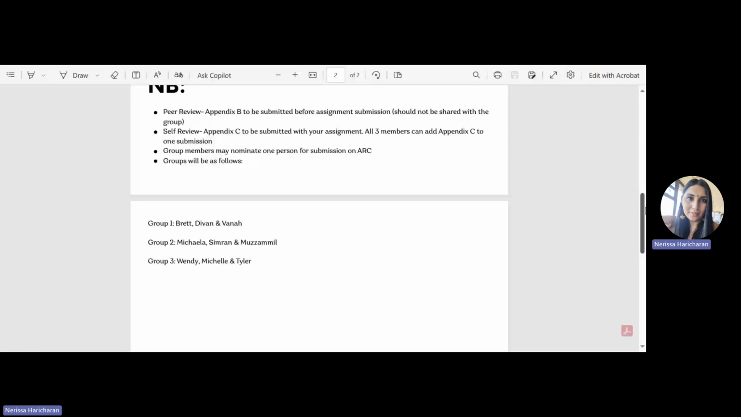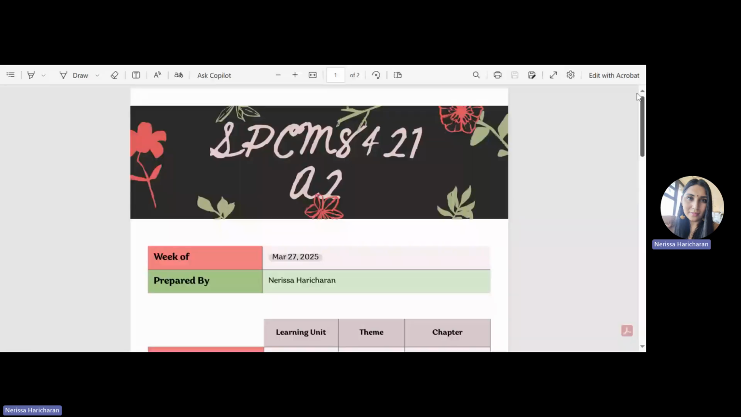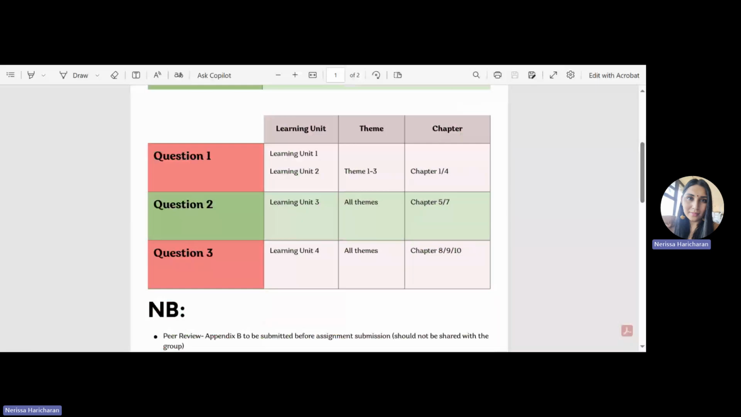assignment 2 PACER. Okay, so this is what the PACER looks like. So it's broken down into 3 questions. Each question has sub-questions in it, okay? But I've just sort of grouped it together. Question 1 has learning unit 1 and 2, all of the themes, and it's chapter 1 and 4, not chapter 1 to 4, 1 and 4. Question 2 has learning unit 3, chapters 5 and 7, and question 3 has learning unit 4, chapters 8, 9, and 10.